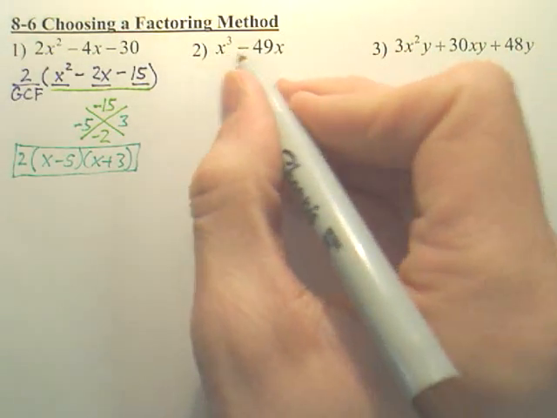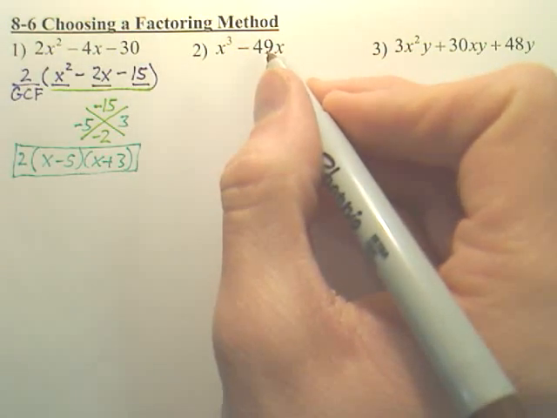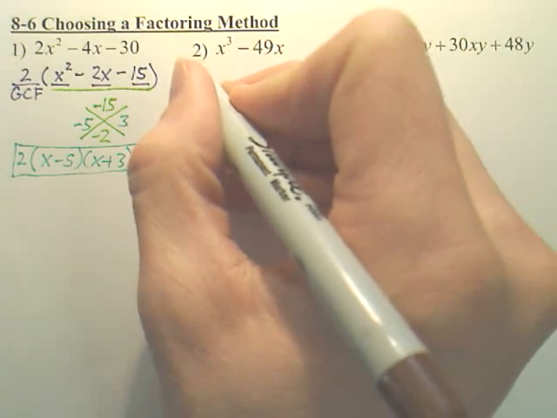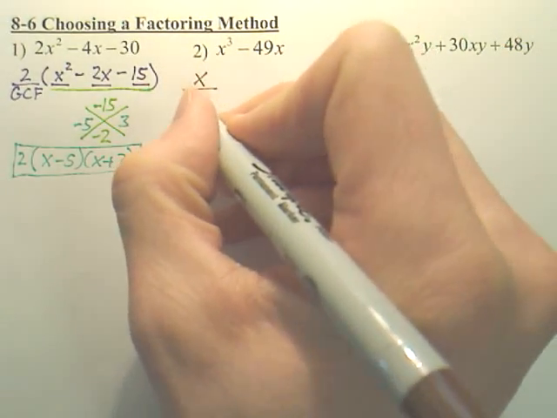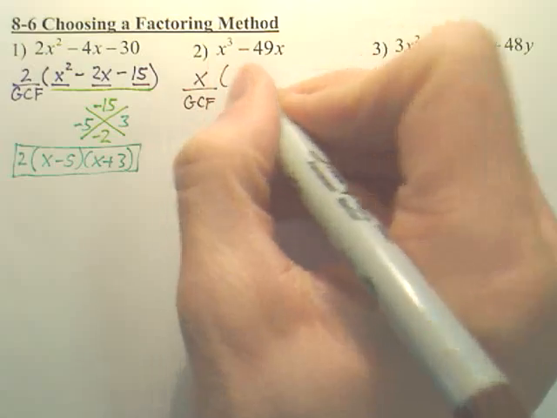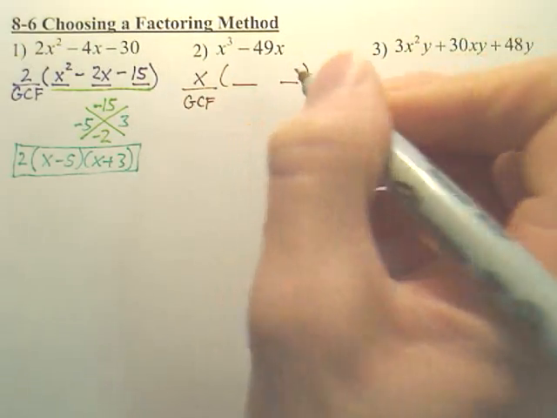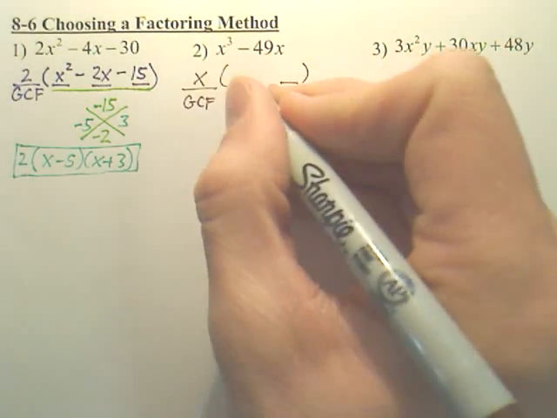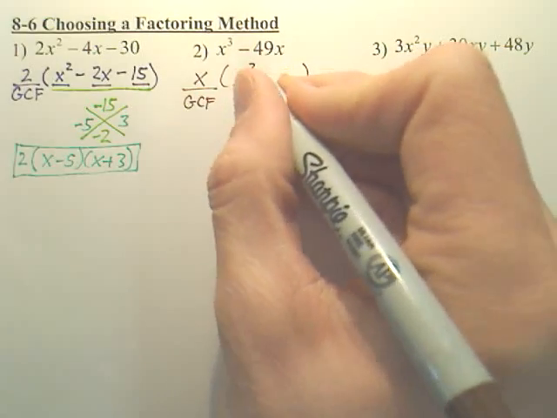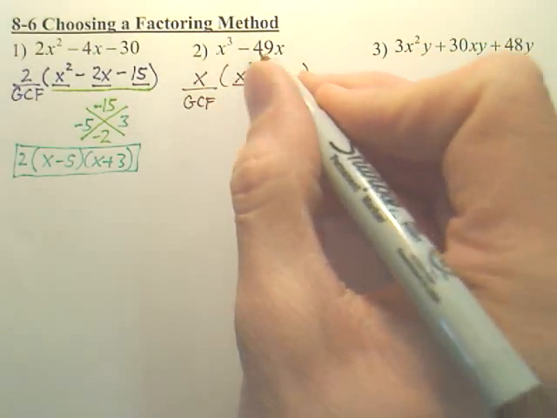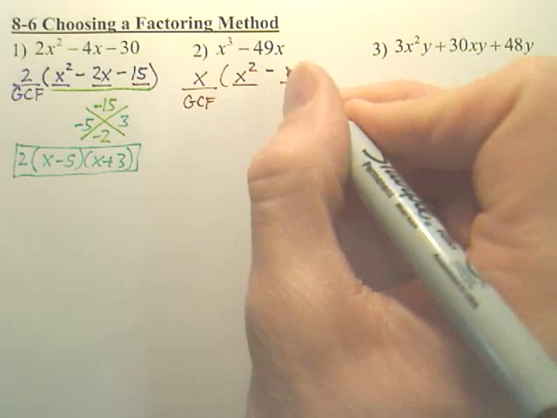Okay, look at these two. Is there a greatest common factor? Oh yeah, I can pull out an x. Both these pieces have an x. And once I pull an x out, x times what gives you x to the third? That'd be x squared. x times what gives you 49x? Just be 49.